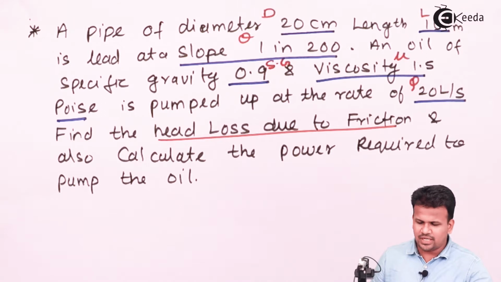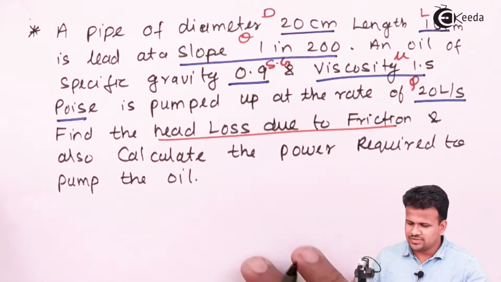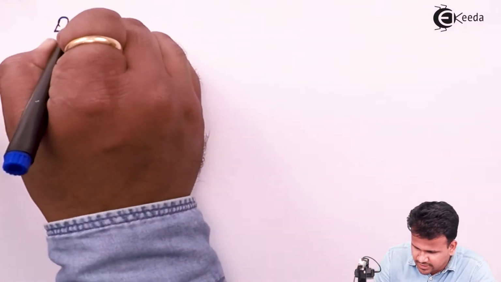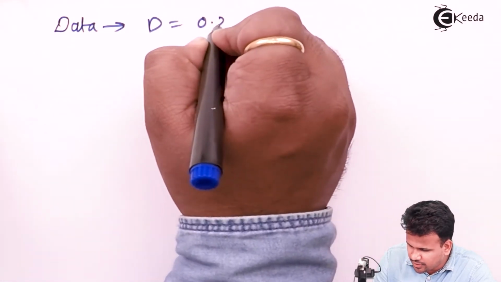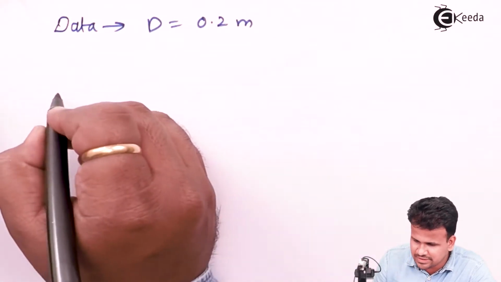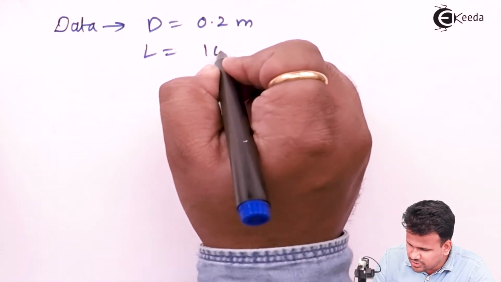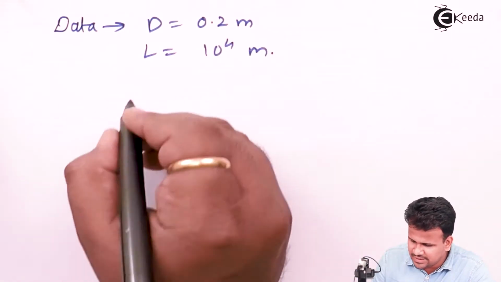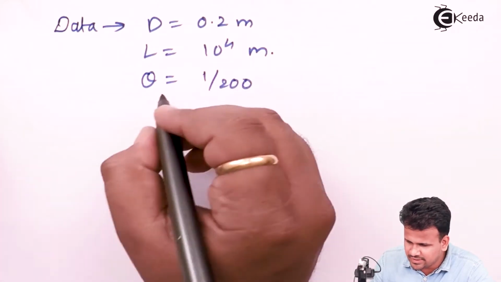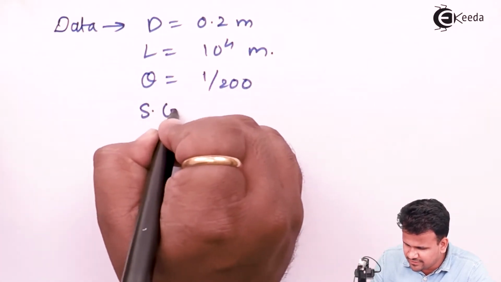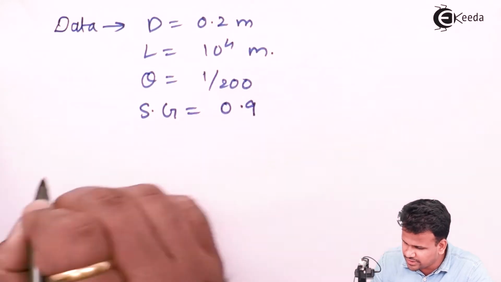So let us write down all the things which we know. First thing is diameter and length. Diameter is equal to 0.2 meters, that is 20 centimeter. Length is equal to 10 raised to 4 meters. Next, theta is equal to 1 upon 200. Then specific gravity is given to you as 0.9.